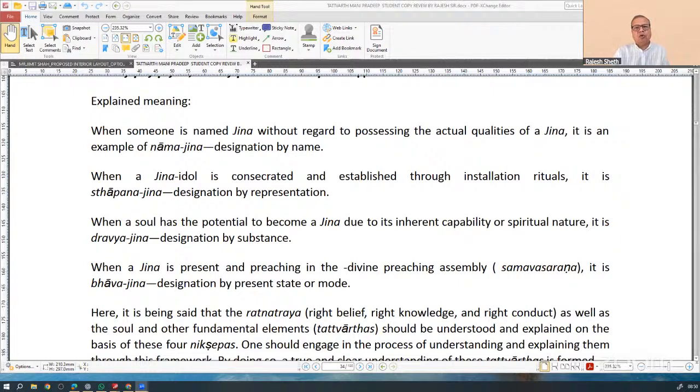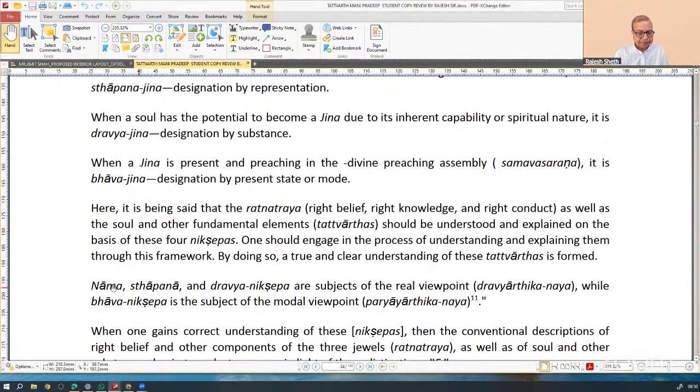So all these four modes of explanation are expressed just to know the Ratnatray, the three jewels, and the seven fundamental elements. Okay. So the seven fundamental elements and the three jewels are understood and explained on the basis of these four nikshep. One should engage in the process of understanding and explaining them through this framework. By doing so, a true and clear understanding of these tattvas is formed.